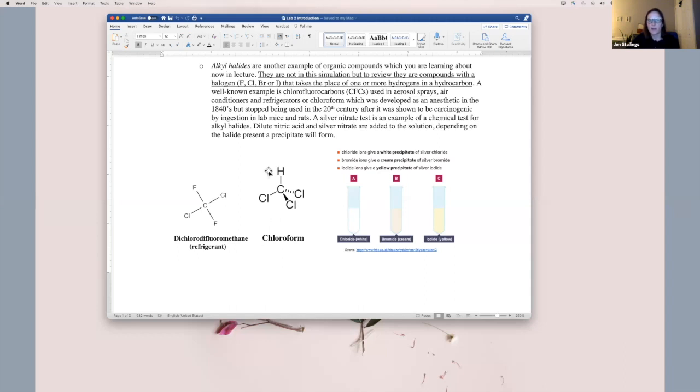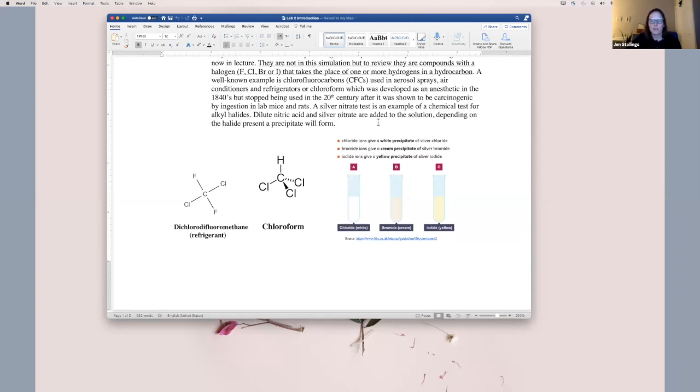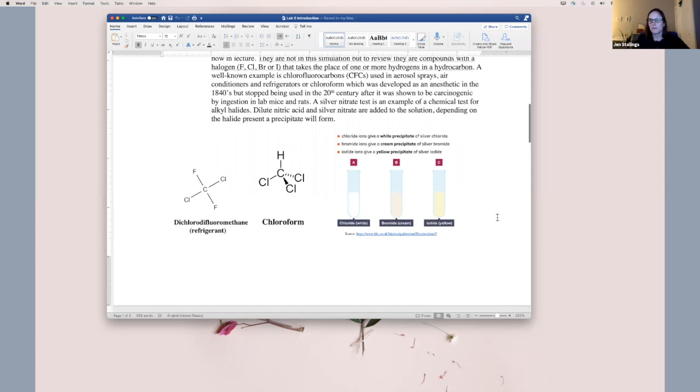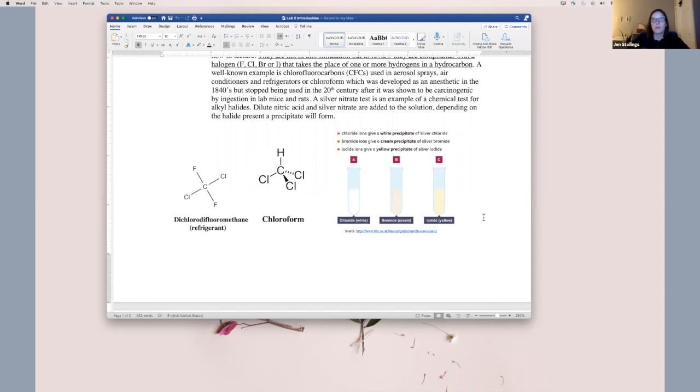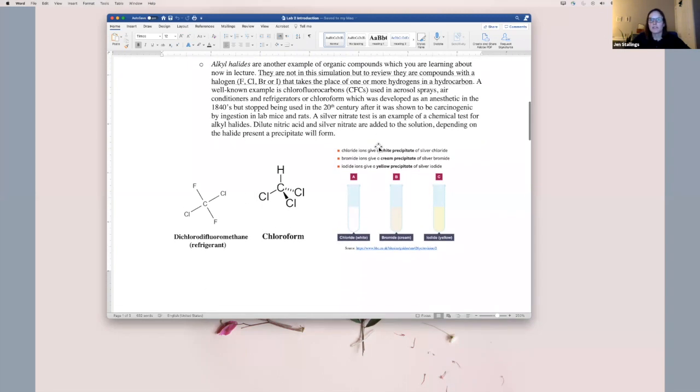So that's chloroform there. So one example of a chemical test for alkyl halides is something called a silver nitrate test, and this is what results would look like from a silver nitrate test. You basically add nitric acid and silver nitrate to your test tubes, and then it will turn these colors if those alkyl halides are present. So if chloride's present, it'll form that white precipitate, bromide, cream, and then iodine, that yellow, if those alkyl halides are present. So it's not in the Labster, but that's just some info about alkyl halides and a chemical test for them.